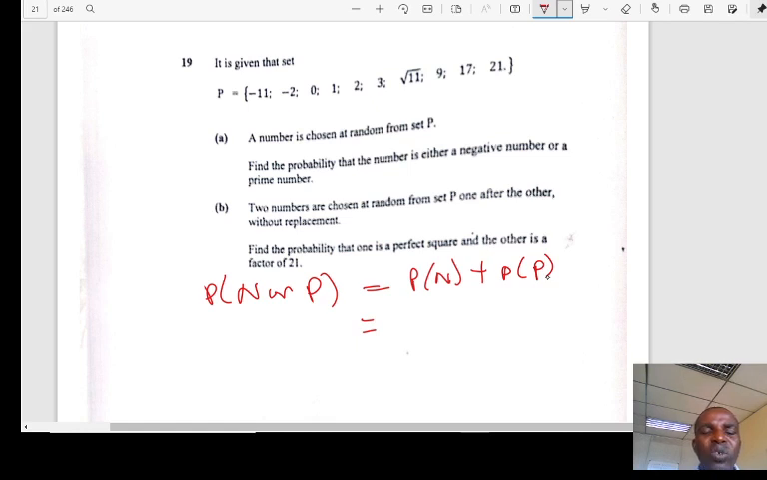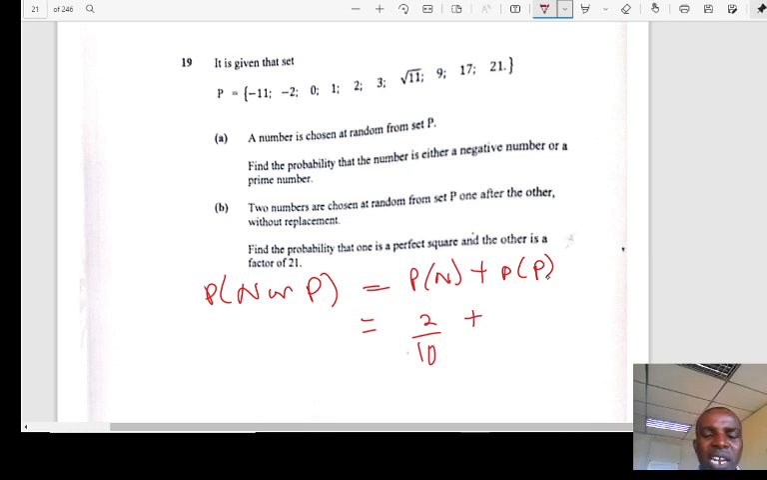Then probability of a negative number. How many negative numbers do we have? We have 2. Minus 11 and 2. So it will be 2 over total numbers. Altogether, it's 1, 2, 3, 4, 5, 6, 7, 8, 9, 10. Over 10, then plus. Then prime numbers.